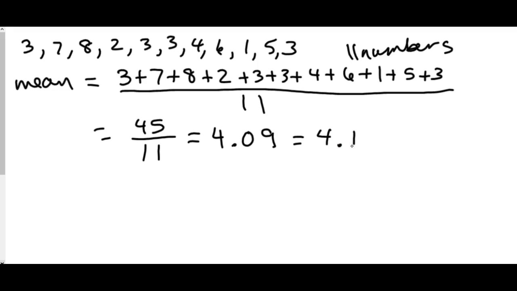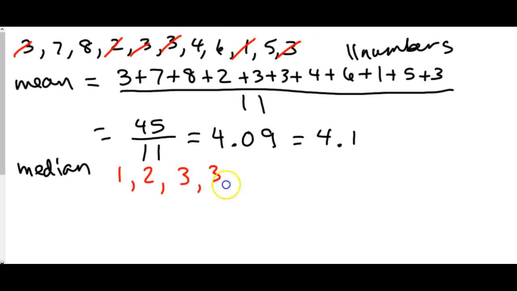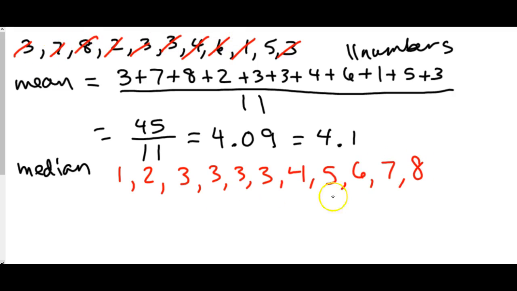Then we would want the median. Now the median, the numbers need to be in order. So looking at our list of numbers, 1 is the smallest. We have a 2 next, we have a couple of 3s. We have 1, 2, 3, 4 3s. We have a 4. We have a 5. We have a 6, 7, and an 8. So now they're in order.